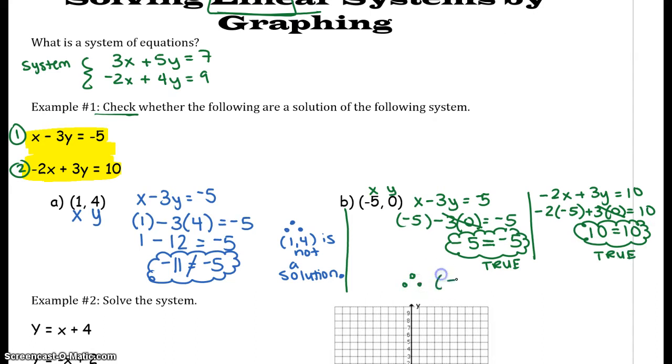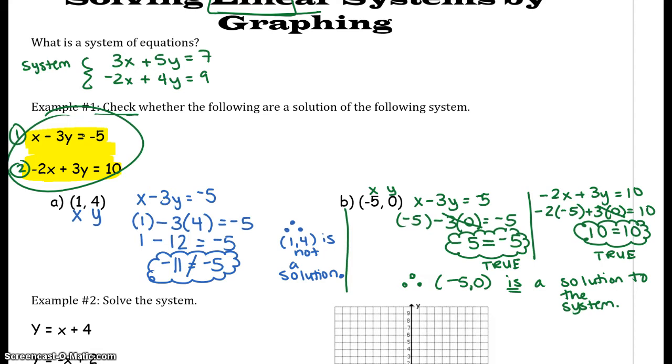Therefore, negative 5 comma 0 is a solution to the system. And not just any system, but the system that they gave us. That's awesome. Alright. Now that we know how to check our work, let's talk about how you solve these types of problems using graphing.